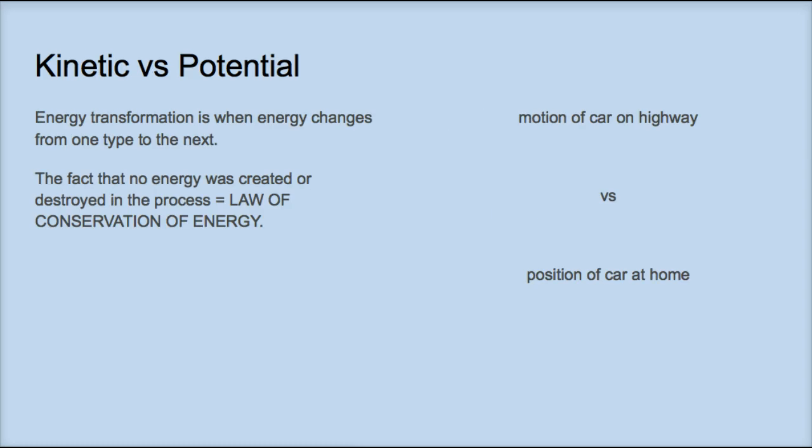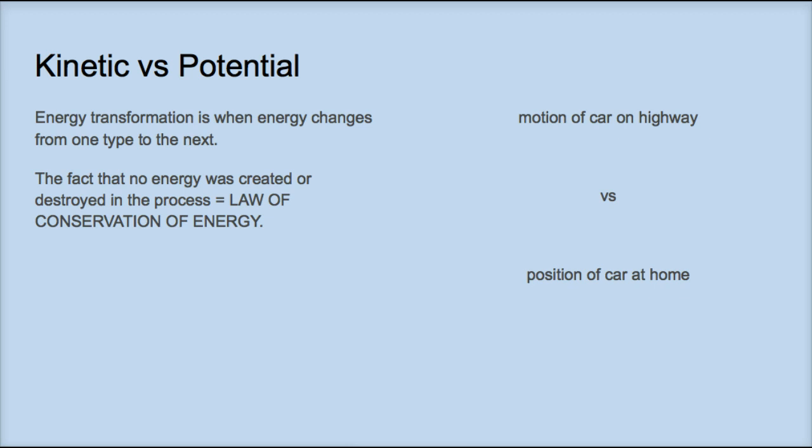Energy transformation is when energy changes from one type to the next. The fact that no matter was created or destroyed in the process is the law of conservation of energy. There are both single and multiple transformations of energy. Before we get into that, we need to look at the different types first. But even before that, let's focus on the transformation between potential and kinetic.